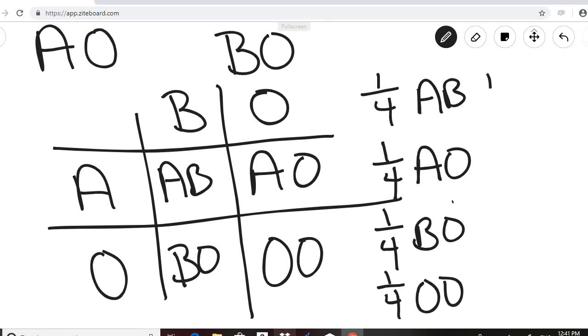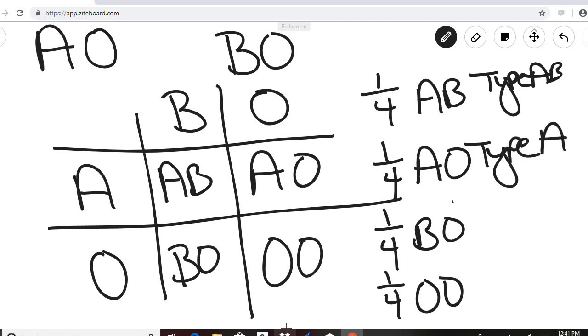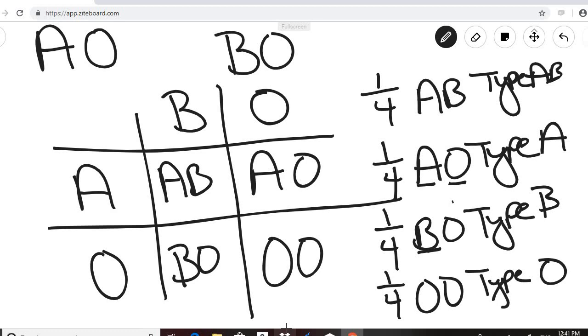So this is type AB. This is type A blood, because the A is dominant over the O. This would be type B, because B is dominant over O, and this would be type O. Okay, so here's that example of codominance. Both the A and the B get expressed so that they have type AB blood.